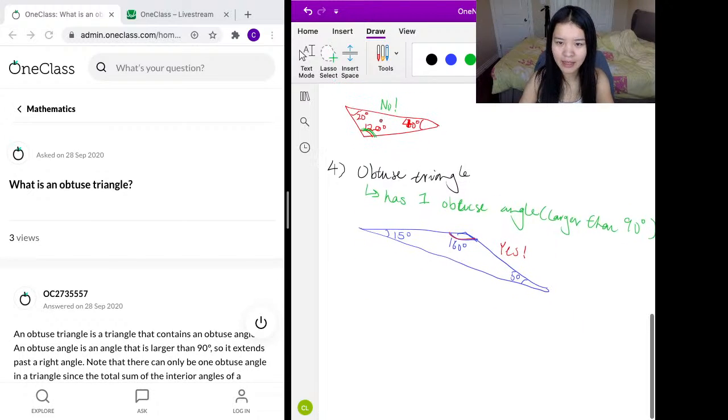Now let's look at the triangle we drew from the previous example. We know this triangle is not an acute triangle. Is this triangle an obtuse triangle? The answer is yes, because this angle right over here is 120 degrees, which is larger than 90 degrees, which makes it an obtuse triangle. Now let's look at another example.